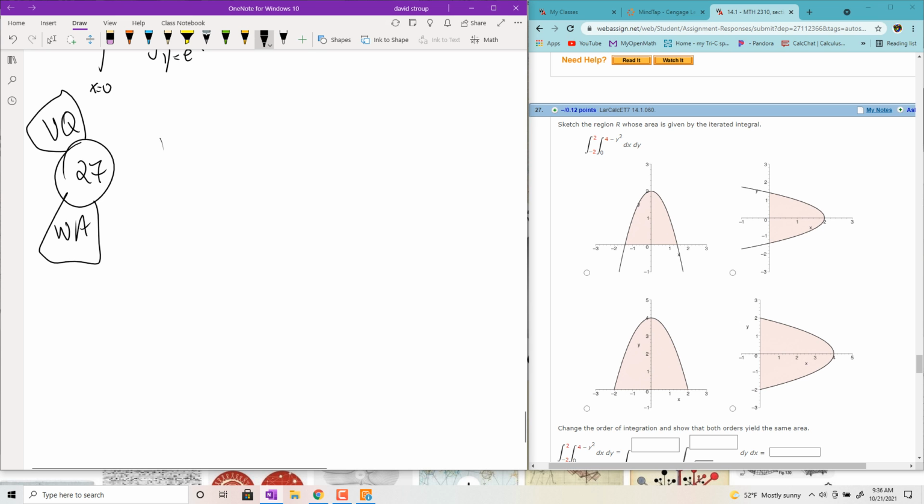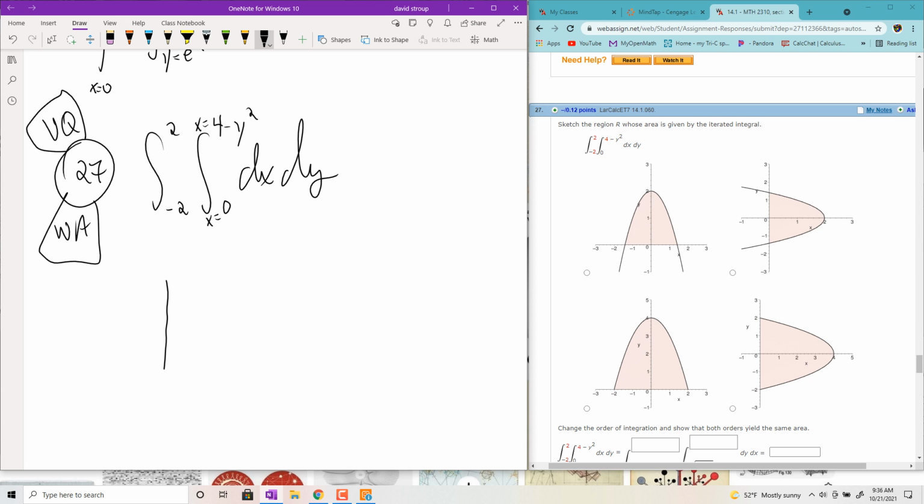Yay! So I have the integral. First, I've got to sketch the region. y is going from negative 2 to 2, and x is going from 0 to 4 minus y squared because it's dx dy. Okay, so the curve x equals 0 is just the y-axis, and then x equals 4 minus y squared is kind of a sideways type parabola, right? So again, x equals 0 is the y-axis.